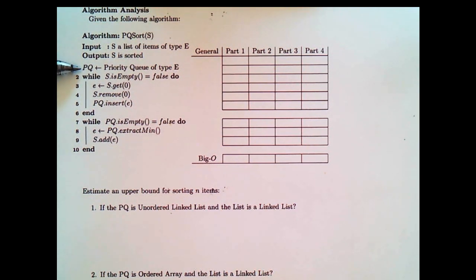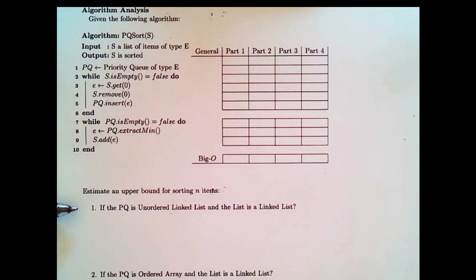It's going to create a priority queue. It's got a while loop that will loop until S, the list, is empty. It will get the 0th item from the list. It will remove the 0th item from the list, and it'll insert that 0th item into our priority queue. So that's the first loop. The second loop then goes until the priority queue is empty, and it extracts the minimum item from the priority queue and adds it back to the list.